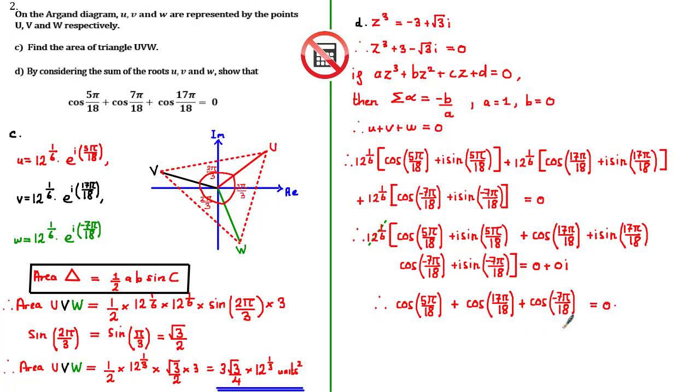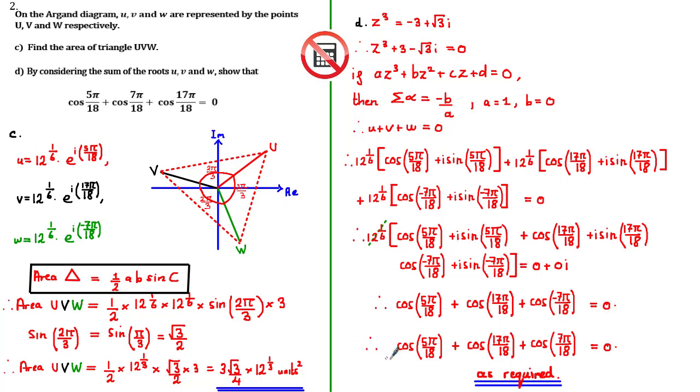So this must be equivalent to cosine of 7 pi over 18. And therefore we get the equation cosine of 5 pi over 18 plus cosine of 17 pi over 18 plus cosine of 7 pi over 18 is equal to 0 as required.